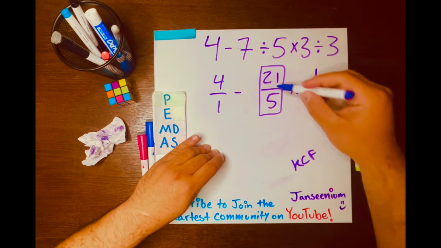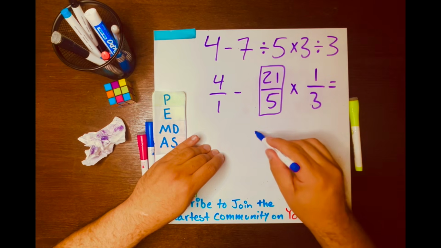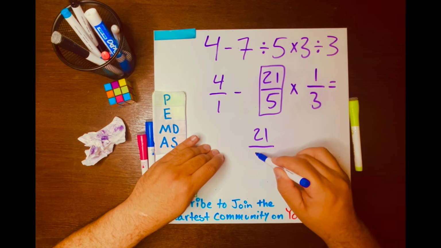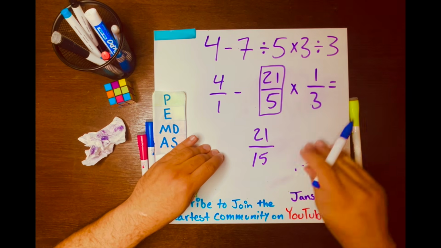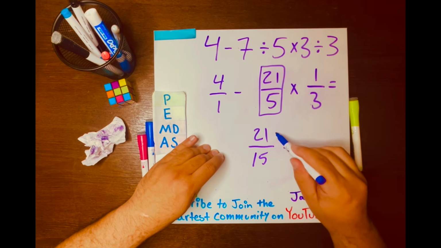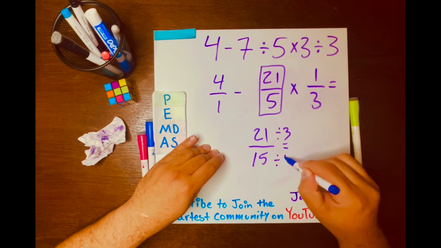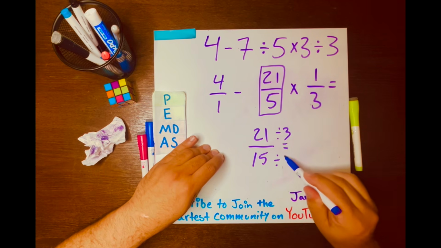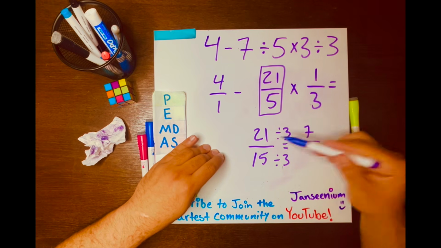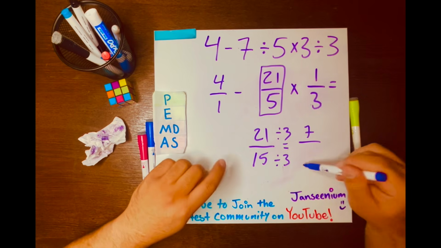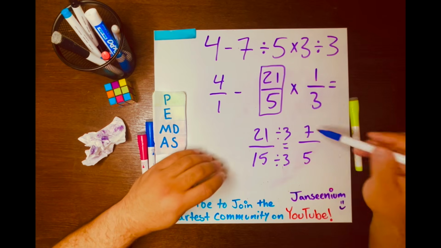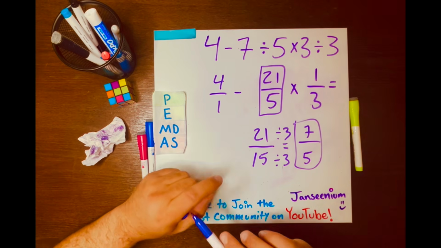Next, you multiply across. 21 times 1 is 21. That was easy. Over 5 times 3 is 15. That was easy. And I can break this down further. So let's do this. What number times 3 gives you 21? What would that be? 7, right? 7 times 3 is 21. And what gives you 15? A number times 3 gives you 15. 5. Yeah, 5 times 3 is 15. And that's it. You can't break 7 over 5 further.